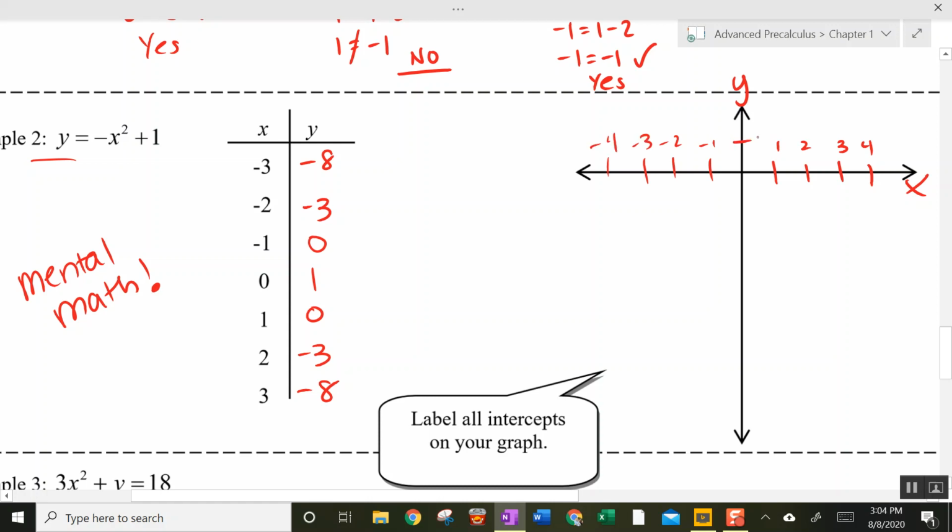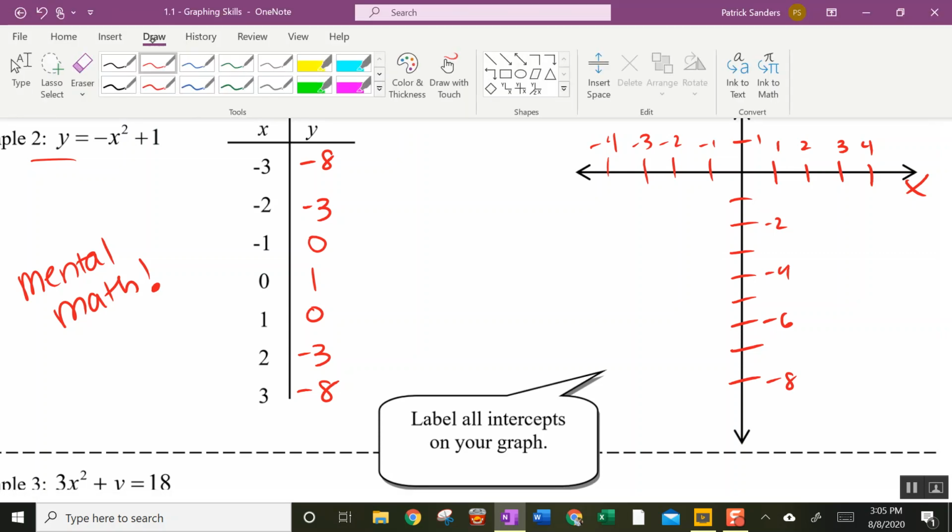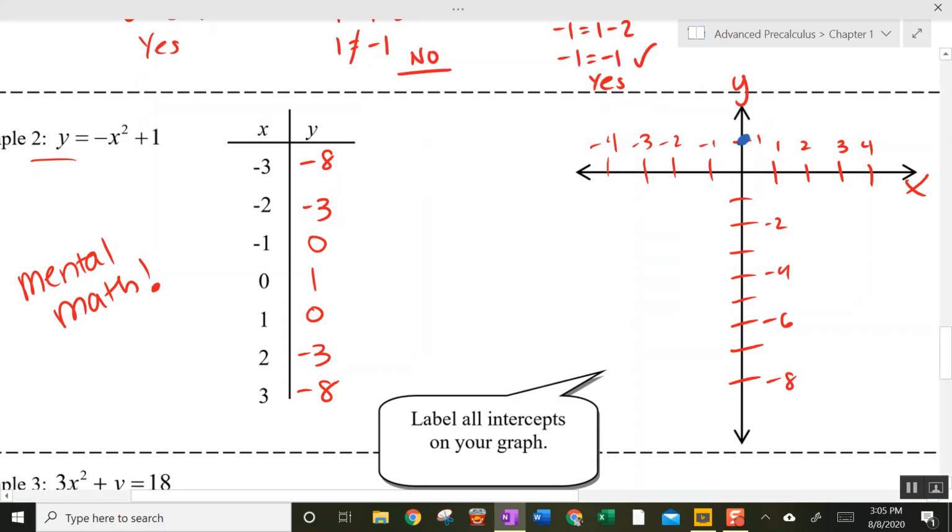So we've got some points there. 1, 2, 3, 4, 5, 6, 7, 8. I'll go by twos. And let's see if we can plot this. So we'll plot some points. And I'm going to label all of my intercepts. This is the point 0, 1. Down here is 1, 0, and negative 1, 0. And let's plot a few more points, negative 2, negative 3, 2, 3, and then 3, negative 8.